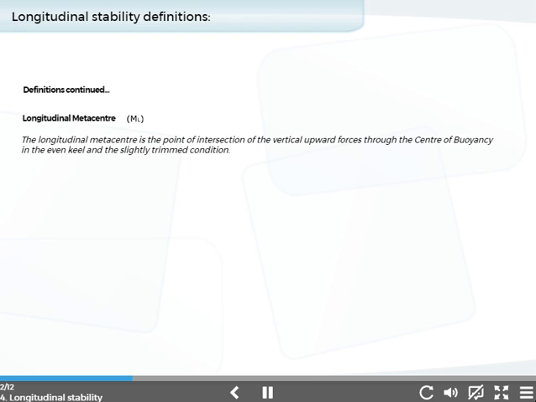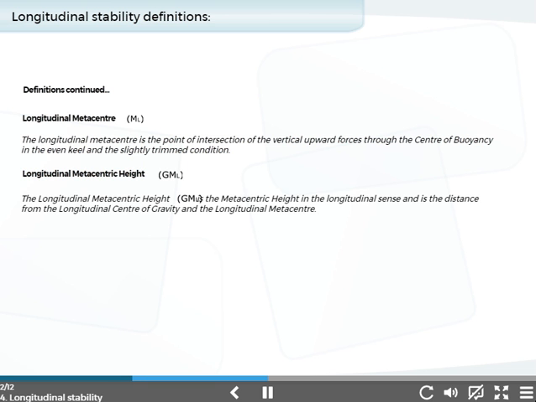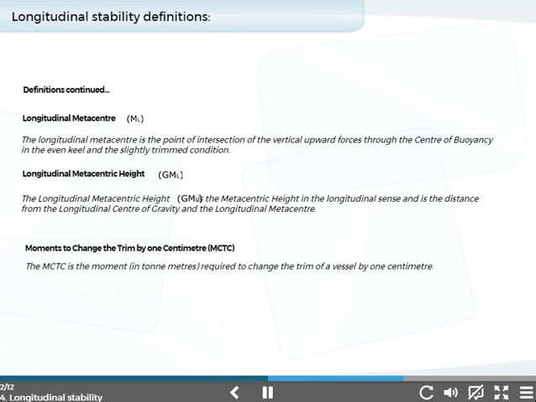The longitudinal metacentre is the point of intersection of the vertical upward forces through the centre of buoyancy in the even keel and the slightly trimmed condition. The longitudinal metacentric height, GML, is the metacentric height in the longitudinal sense, and is the distance from the longitudinal centre of gravity and the longitudinal metacentre. It is much larger than the transverse GM value, and can be even larger than the ship's length. The MCC is the moment, in ton meters, required to change the trim of a vessel by 1 centimetre.